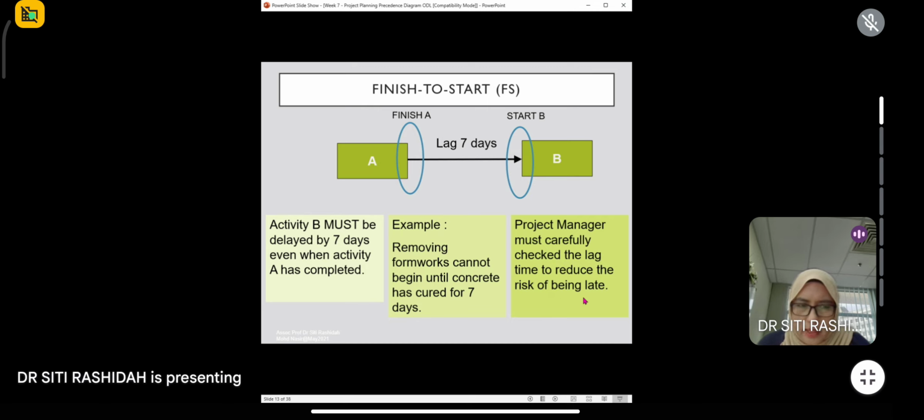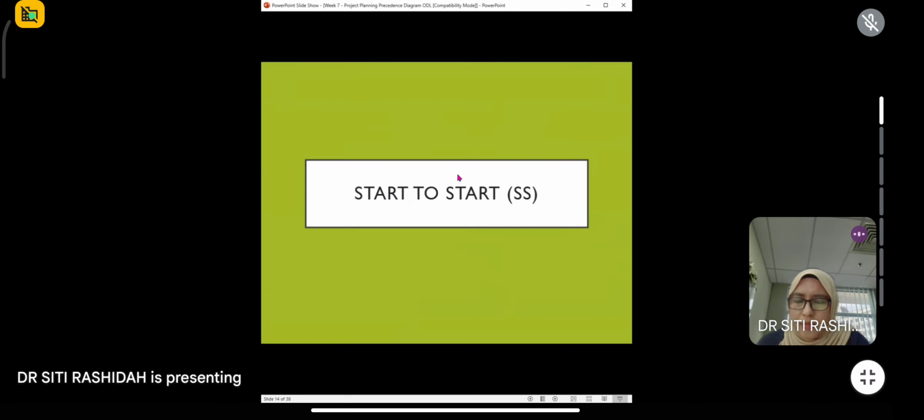Bukan saja being late, tapi also to make sure what are the suitable lagging for the activity. Yeah? Sometimes the activity requires 7 days. Sometimes the activity requires only 1 day. Sometimes the activity requires lagging of 3 days or even 14 days. Yeah? So you kena tengok lah as a project manager or project engineer, you have to make sure how much of lagging that this activity requires. Okay, so that is the first relationship.